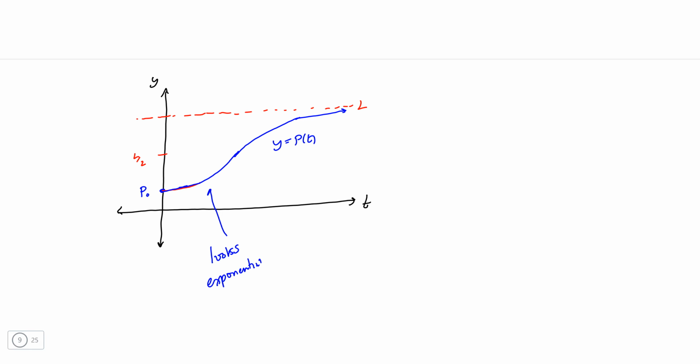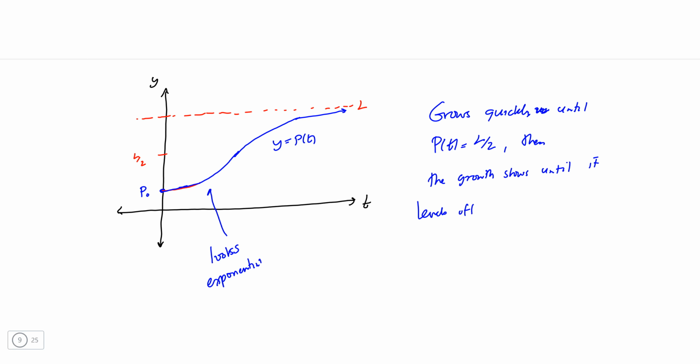So we say this grows quickly until P of t equals L over 2. We'll see how to figure out that L over 2 later in the course. Then the growth slows until it levels off near P of t equals L. Or let's say near y equals L, because P of t will never actually be L.